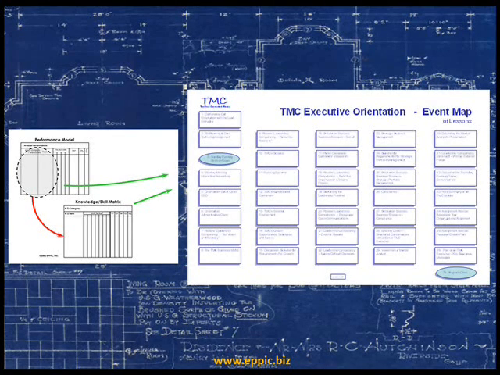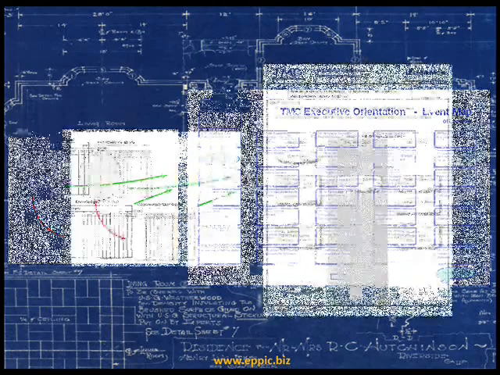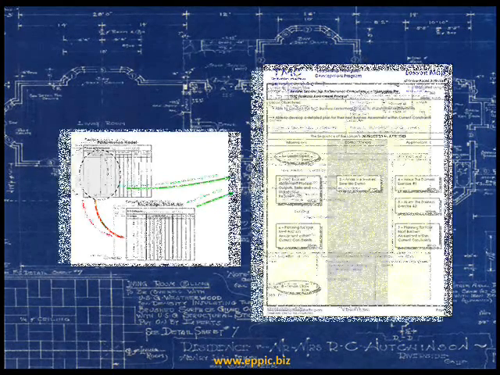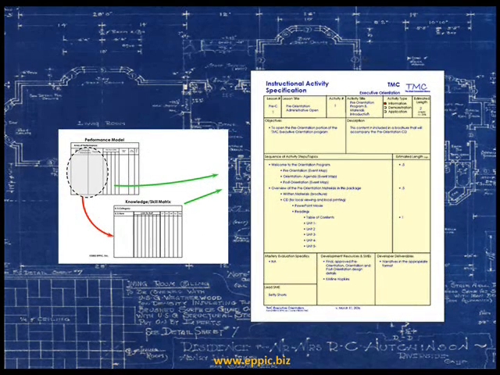The same with all the knowledge and skills. Again, they are sorted into the lesson maps into the information and demonstration and application components, the instructional activities of a lesson. And finally, they reside here at this level of the design articulation, the instructional activity specification, or informally known as the activity spec.